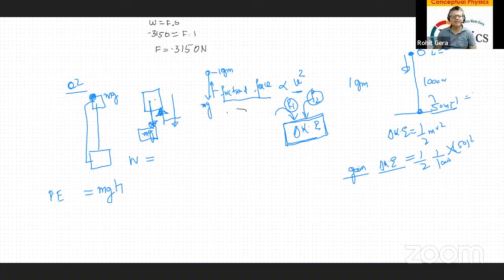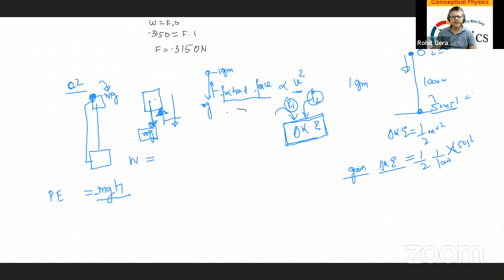So the work done by the mg is this. It shows up as loss of potential energy. And what happens to the frictional force? Jo frictional force hai wo kya karegi? Wo bhi apna work done karegi.